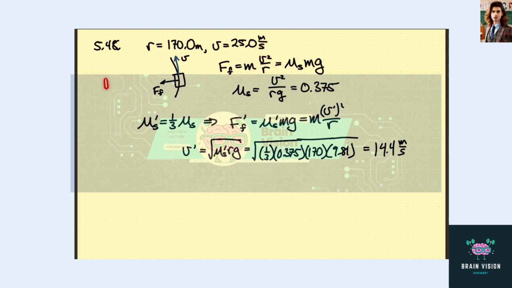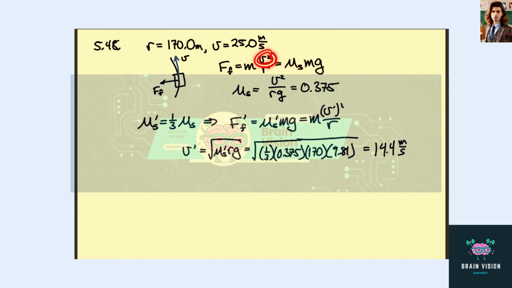Now, if we did a free body diagram looking at this way, we'd have the weight, the normal force, and the friction force. So that just tells us that the normal force is the weight, and the maximum friction force is mu s times the normal force. So that means the maximum friction force is mu s times mg.